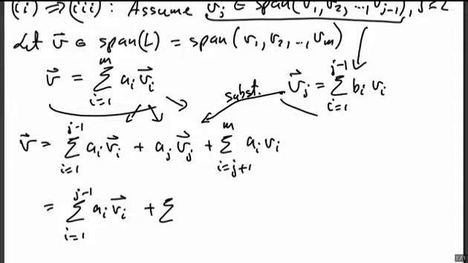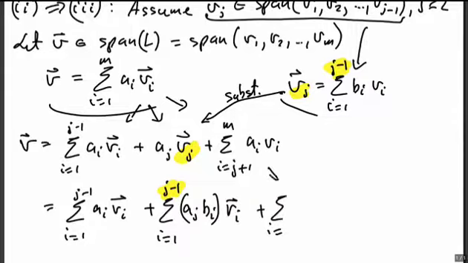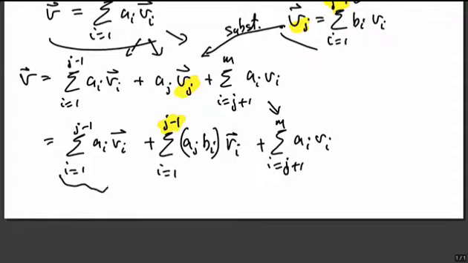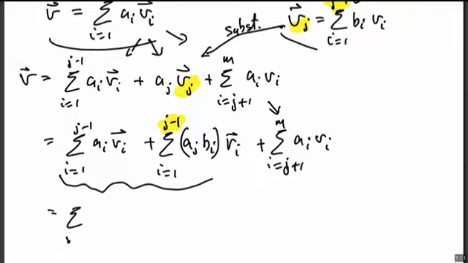So then we will have i going from 1 to j minus 1, because that's also the index here for vj, and then aj multiplying the bi coefficients, and then we have the rest as before, i going from j plus 1 to m, ai, vi. Then what we see is we can combine together these two sums because the indices are the same, going from 1 to j minus 1.